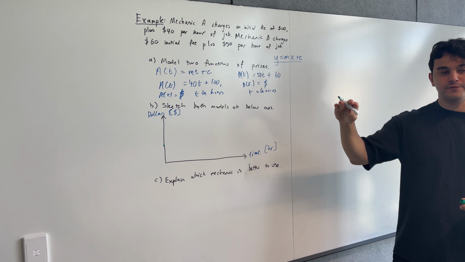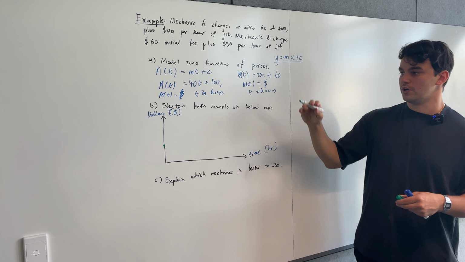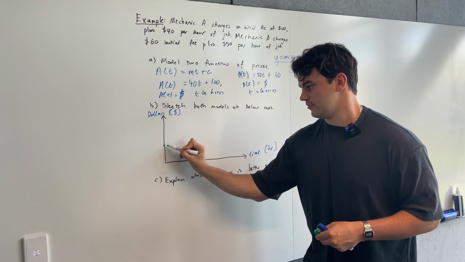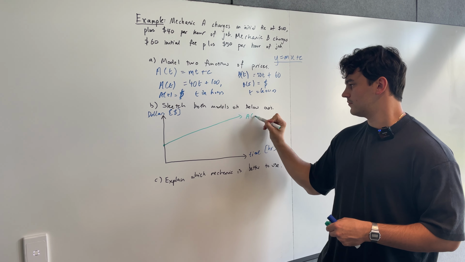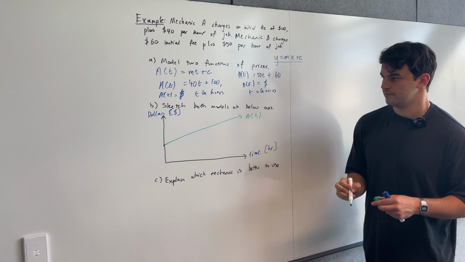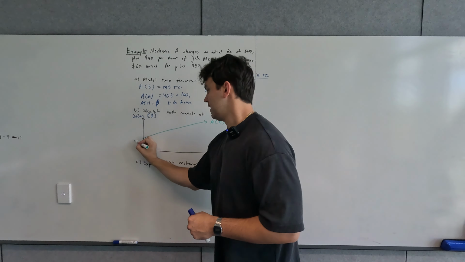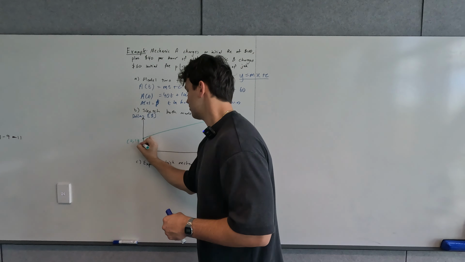And then it's going up at $40 per hour. So let's just draw a linear equation, honestly. Just like that. Cool, nice. So I'm just going to draw this point in, (0, 100).